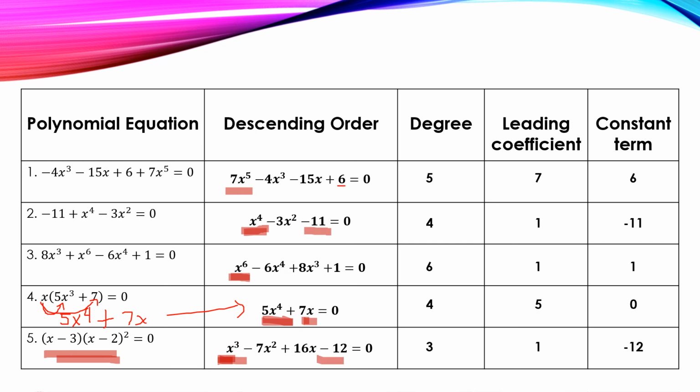So, that's how we arrange the terms in a given polynomial equation in descending order, or it's also known as the standard form. And then, how we're going to identify the degree, the leading coefficient, and the constant term.